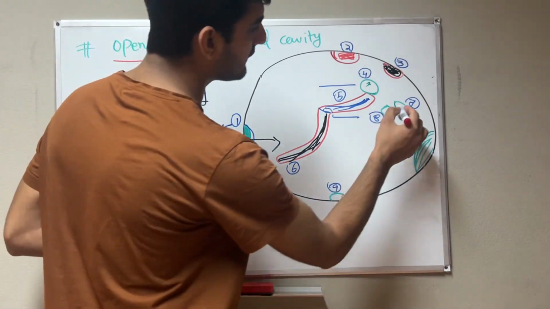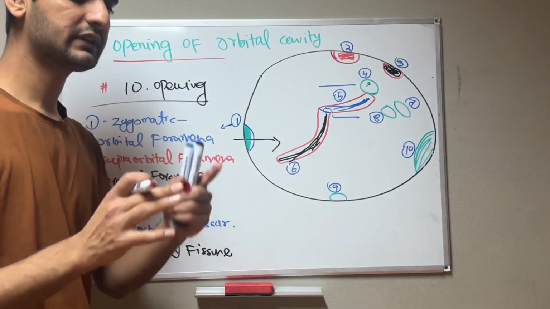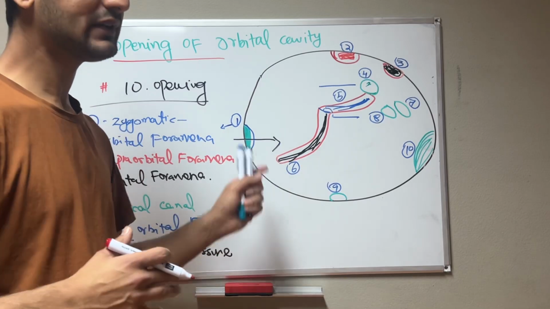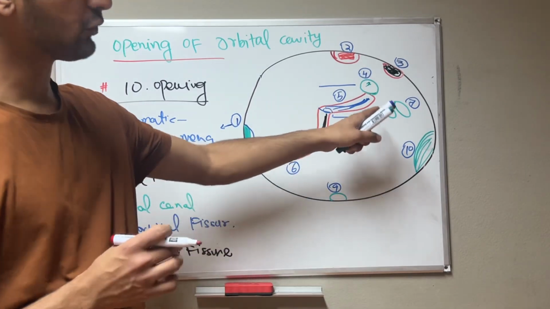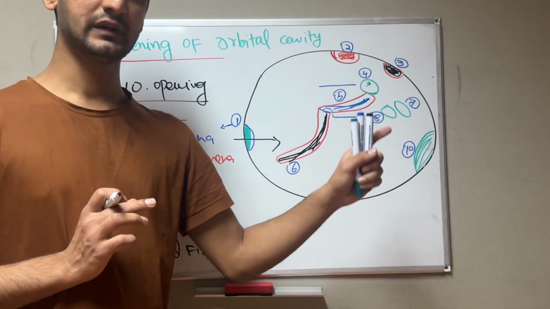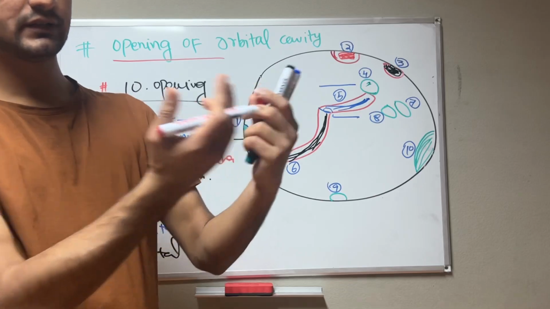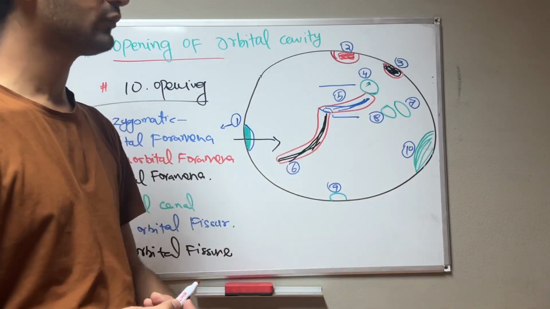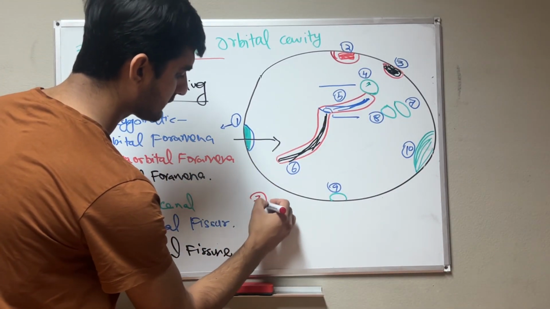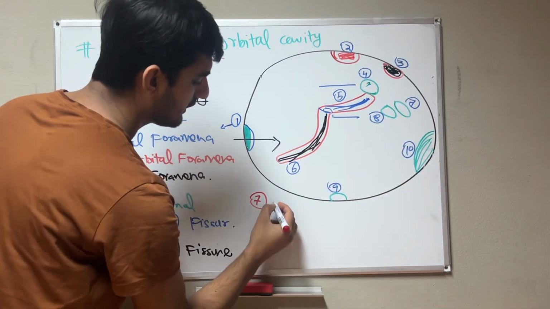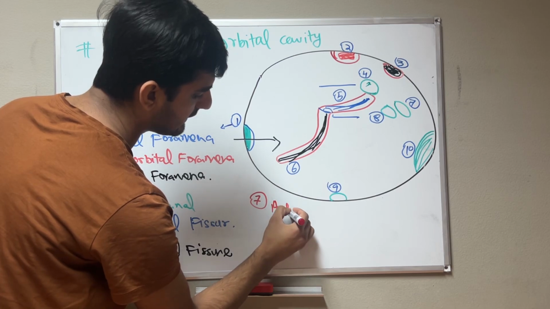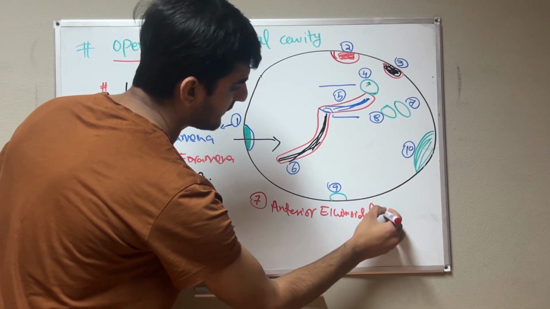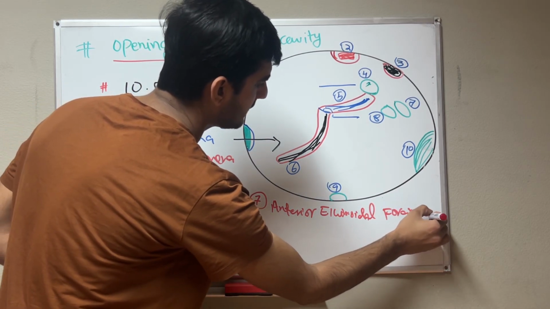The seventh and eighth openings: do you remember when we discussed the ethmoid bone and its bony labyrinths? There we have the ethmoidal groove, and between them the ethmoidal foramina. Here you can see inside the orbit, medially, there are two openings, one at the front and one at the back. The front one is the anterior ethmoidal foramen, and the back one is the posterior ethmoidal foramen. The seventh opening in the orbital cavity is the anterior ethmoidal foramen.